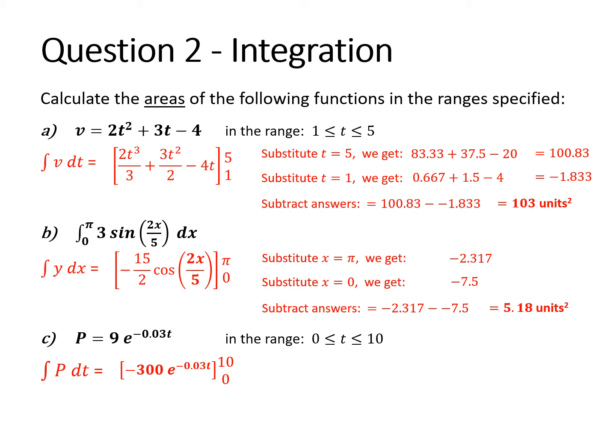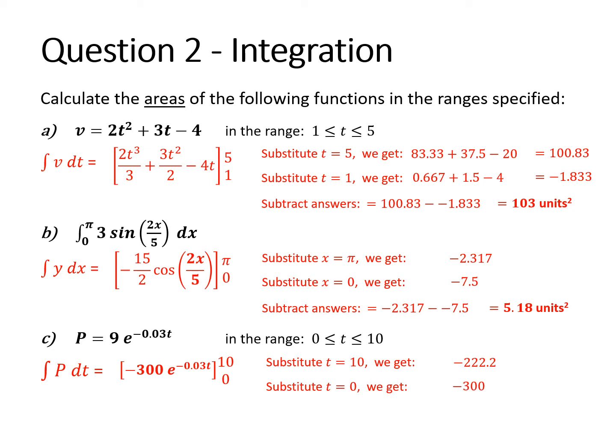Now we put the 10 into the equation. And again, do it carefully on your calculator. And you should get an answer of minus 222.2. Then we substitute 0 into it. And we don't get 0. Anything to the power of 0 is 1. So we're going to get minus 300.